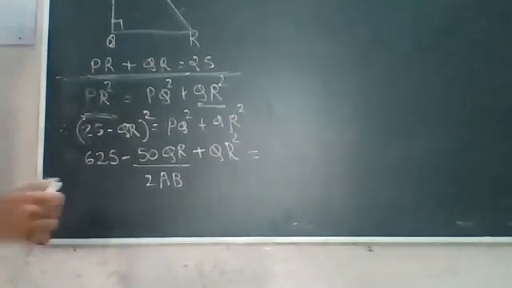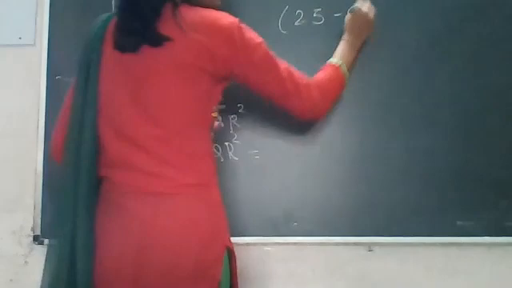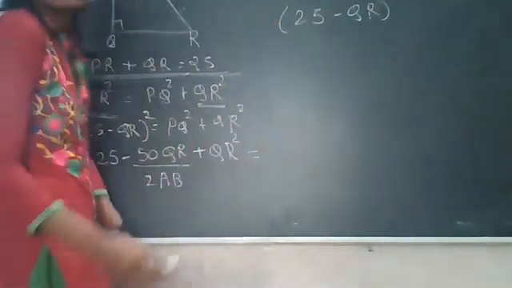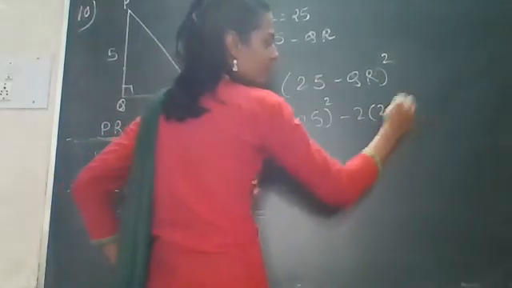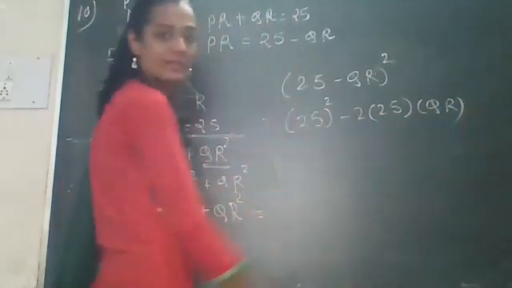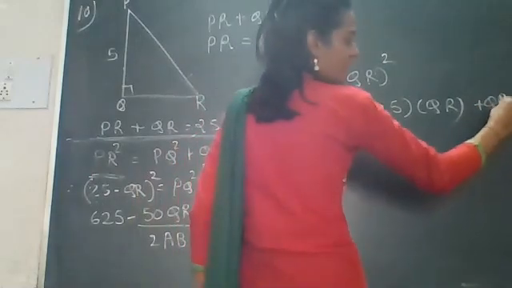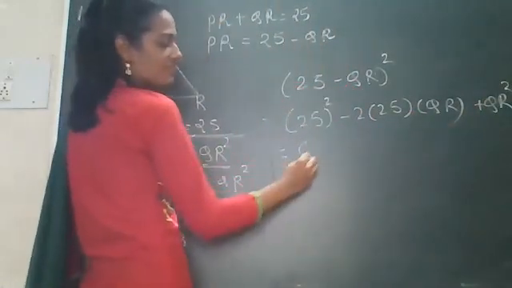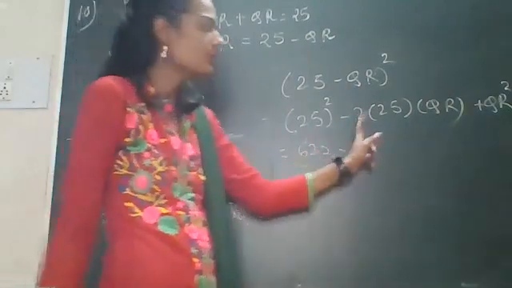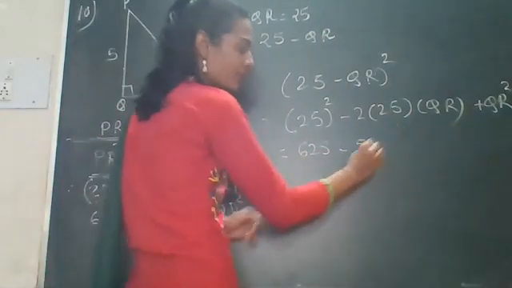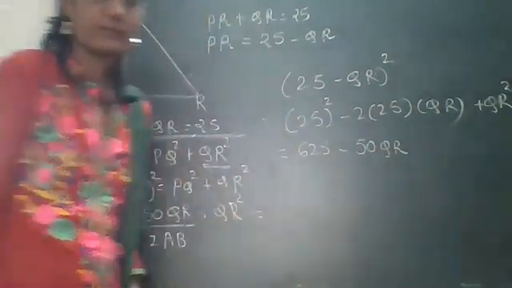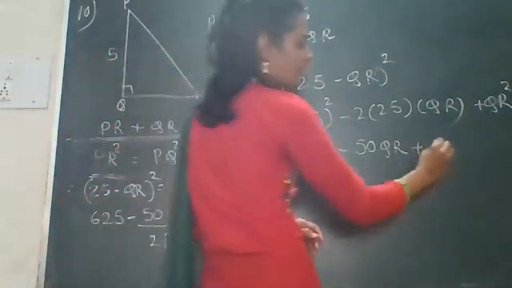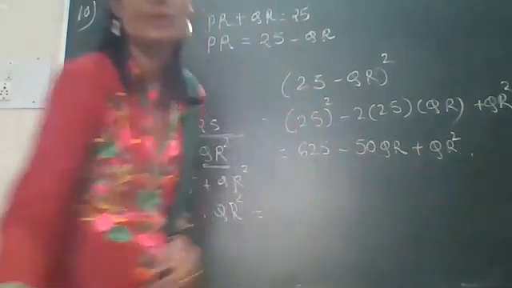Okay, let's do it. We have 25 minus QR whole square. Right? So what will be the solution? It becomes 25 square minus 2 into 25 into QR, that is 2AB. Right? Plus QR square. So 25 square is equal to 625, right? Now 2 into 25 is equal to 50. 50 into QR is 50 QR only. And plus QR square. Understood?